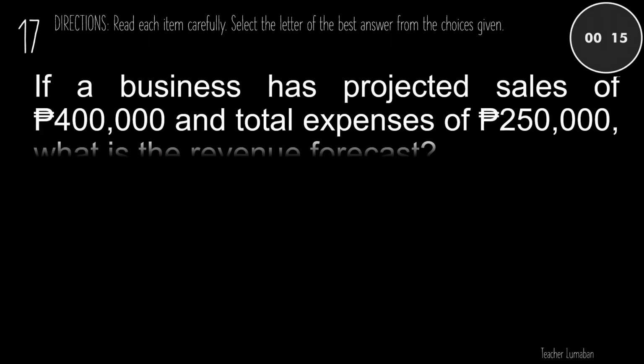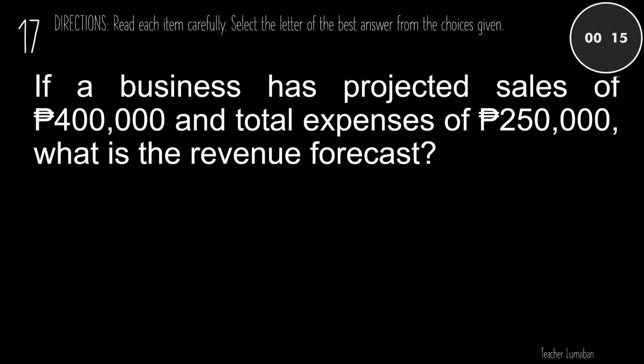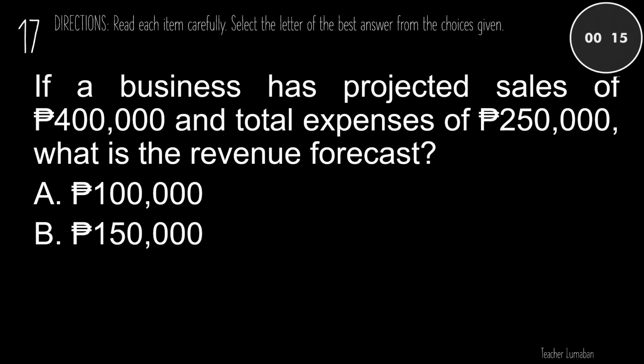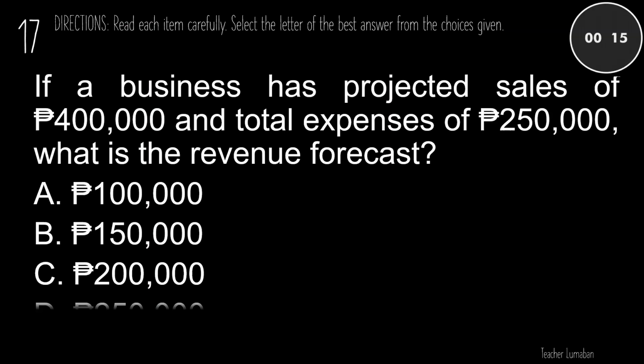If a business has projected sales of 400,000 Cuban pesos and total expenses of 250,000 Cuban pesos, what is the revenue forecast? A. 100,000 Cuban pesos. B. 150,000 Cuban pesos. C. 200,000 Cuban pesos. D. 250,000 Cuban pesos.